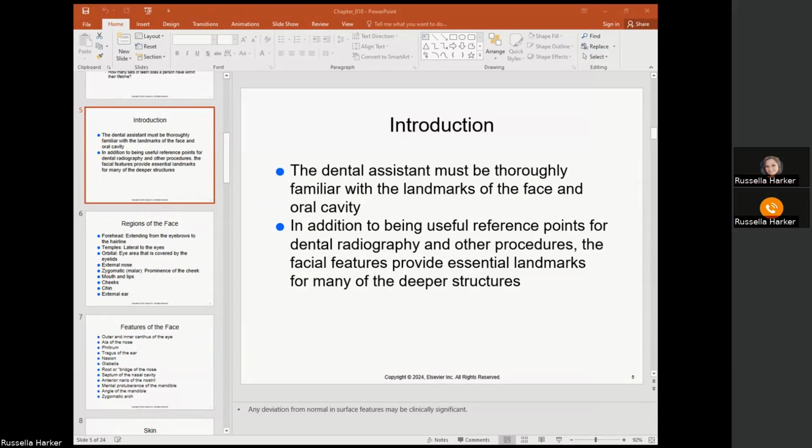In addition to being useful reference points for the dental radiographer and other procedures, facial features provide essential landmarks for many of the deeper structures. So it's important to understand where these landmarks are and how to use them.